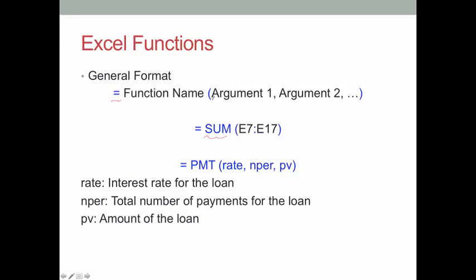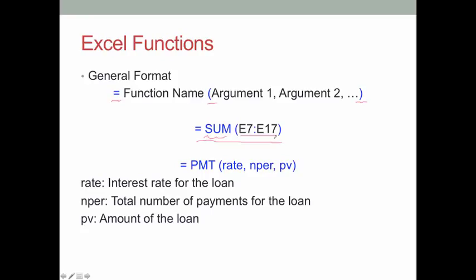After the function name, we have to type in the parentheses. Between parentheses, we could have one argument or two arguments or several arguments. Remember, you have to put at least one argument between the parentheses. For instance, in the profit calculator example, we put a range from E7 to E17 as an argument of the SUM function.